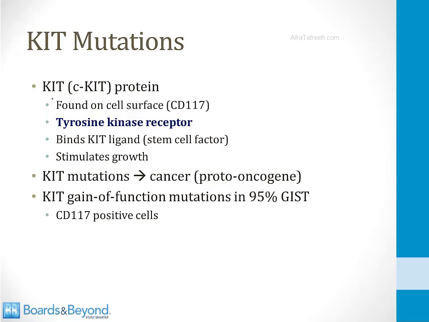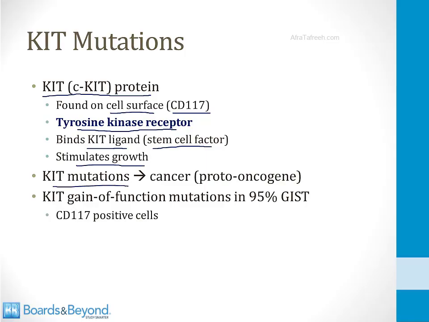KIT gene mutations affect the KIT protein. It's also called the c-KIT protein. It is found on the surface of cells. It's also called CD117, and the KIT protein is a tyrosine kinase receptor. So it's a receptor that binds a ligand and has tyrosine kinase activity. Specifically, it binds the KIT ligand, which is also called stem cell factor, and this stimulates the growth of cells.